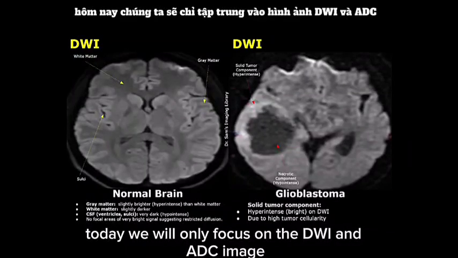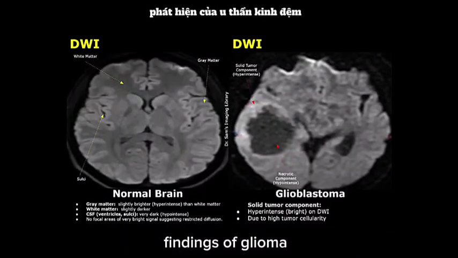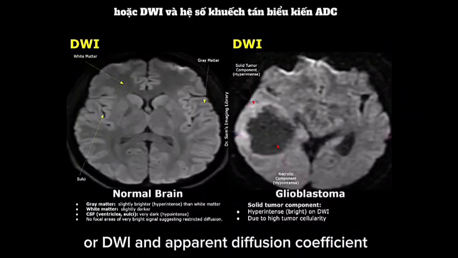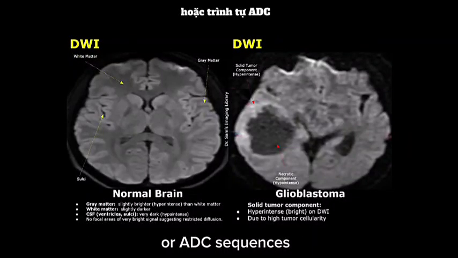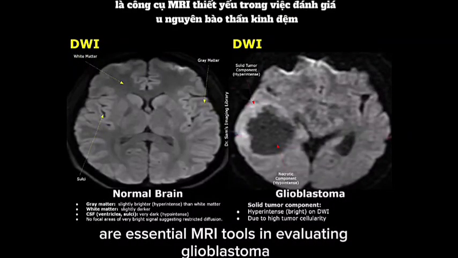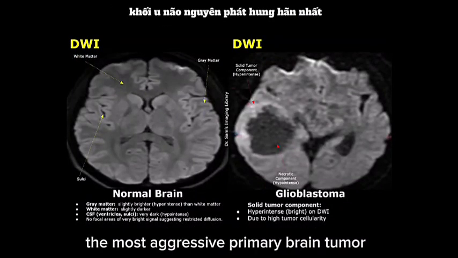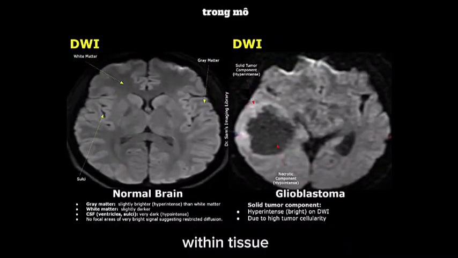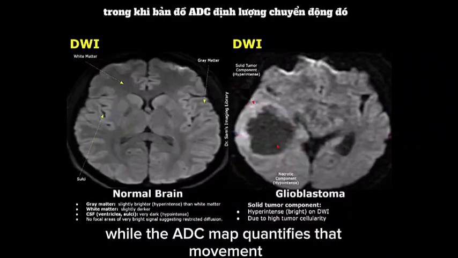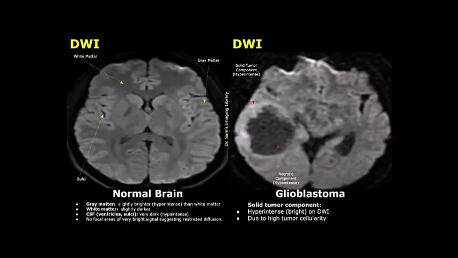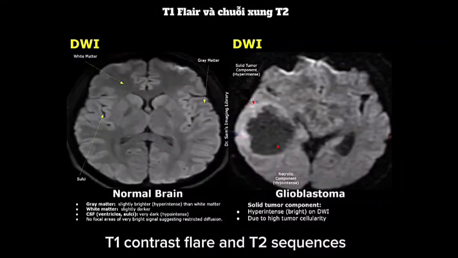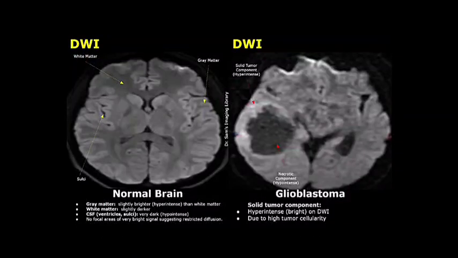Today we will only focus on the DWI and ADC image findings of glioblastoma. Diffusion-weighted imaging, or DWI, and apparent diffusion coefficient, or ADC, sequences are essential MRI tools in evaluating glioblastoma, the most aggressive primary brain tumor. DWI measures the movement of water molecules within tissue, while the ADC map quantifies that movement. These imaging features must always be correlated with T1, T1 contrast, FLAIR, and T2 sequences.